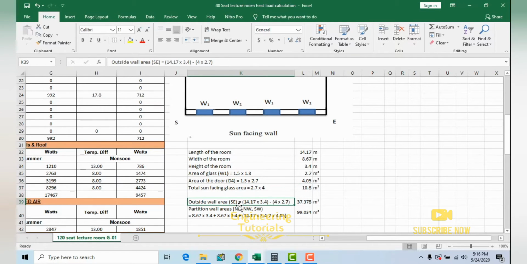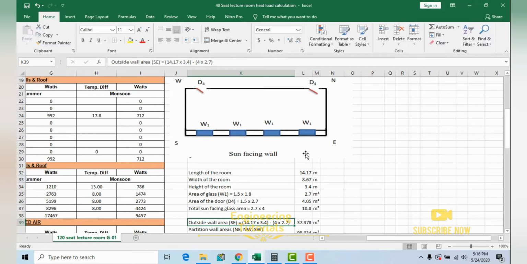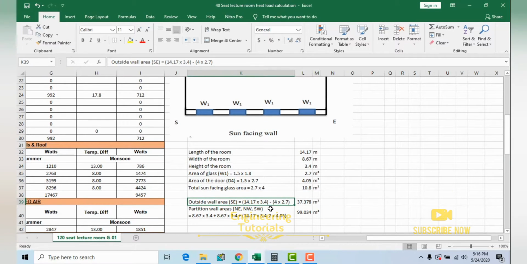So outside wall area for this, since this wall is facing southeast, we need to get the area for this wall. If you know that this length is 14.17 into the ceiling height, we know that this is 3.4. So 14.17 into 3.4 minus, we need to minus this glass area from the wall in order to get the net area of the wall. So if we minus this glass area, we will get 37.378 square meters is the outside wall area for the southeast wall.